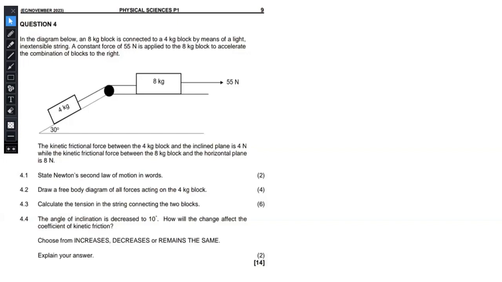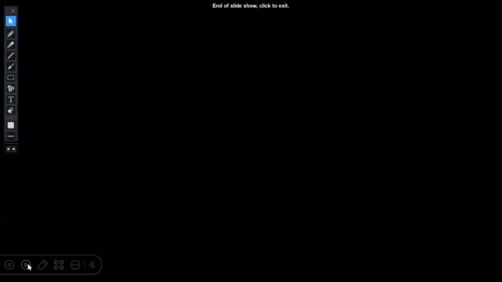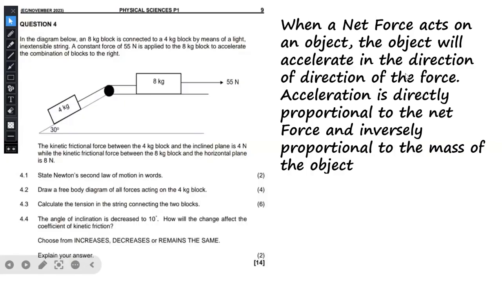Then we have 4.1, it says state Newton's second law of motion in words. So we know that we are supposed to define that according to our CAPS document. So there we have our definition as it is. It says Newton's second law states that when a net force acts on an object, the object will accelerate in the direction of the net force, and then acceleration is directly proportional to the net force and inversely proportional to the mass of the object. Right, so for 2 marks, that's all you are supposed to write. And then now we have a 4.1.